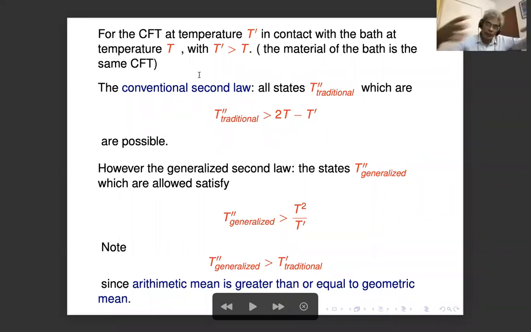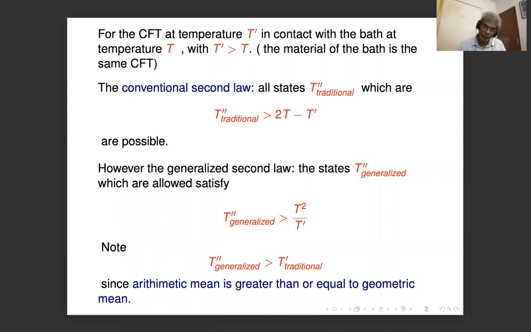Gradually, of course, T prime will go to T, because T prime is higher and the bath is at lower temperature. Now, if you go through the conventional second law, because it's non-equilibrium, you can allow lower temperatures, but all the transitions that are allowed have to lie between T prime and 2T minus T prime, where T prime is the higher temperature. It's basically the midpoint: T double prime plus T prime, averaged, gives T. So it's like conduction. The bath is at T, and the minimum you are allowed to go to is such that the average is at the bath. That's the conventional law.